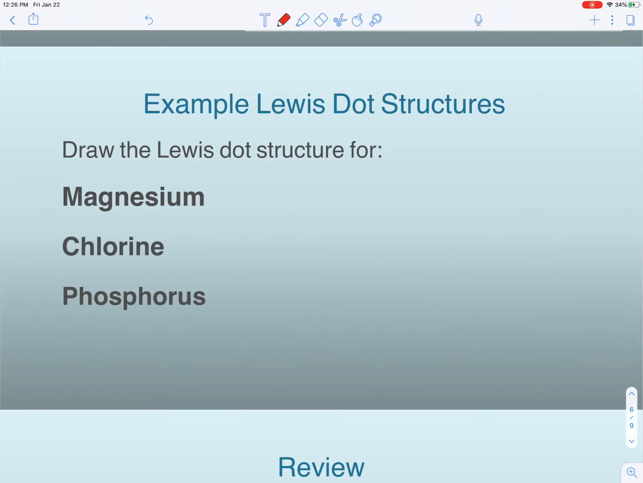So we've got magnesium. I don't have my periodic table, but magnesium has 2 valence electrons. How do we draw these 2 valence electrons? We're just going to draw a dot here and a dot here. Or you could even do it on 2 opposite sides, or you can even do it like this.